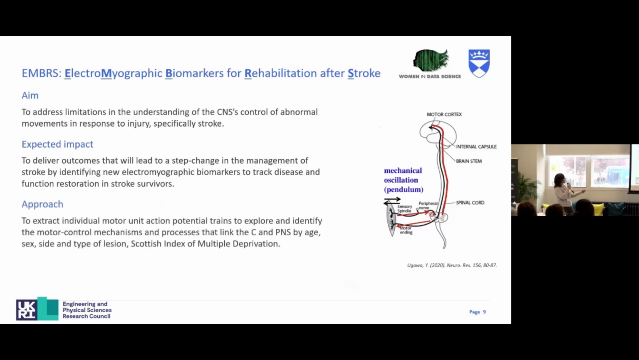So if I develop these biomarkers, I'll be able to track disease progression and hopefully also develop a tool for prognosis. So that will help us manage expectations as well. How I'm going to do it, or how I'm proposing to do it, is to extract motor unit action potential trains. So every time that we move, just as we all have our own signature, our muscle fibers have their own signature. So if you're able to map that to the different stage of the rehabilitation journey, I should be able to understand where they're going to end. This proposed work is observational.